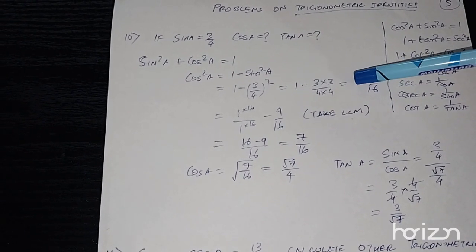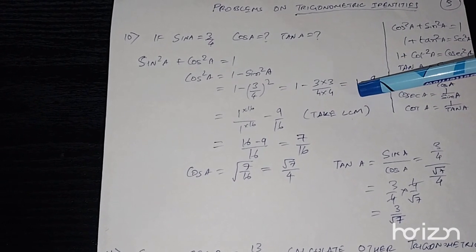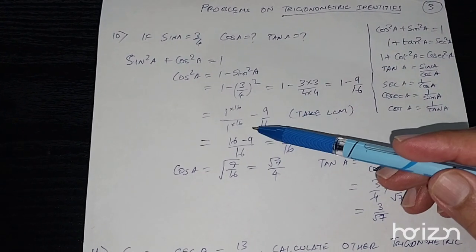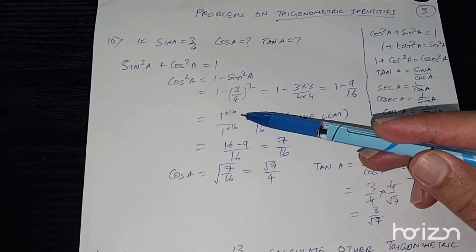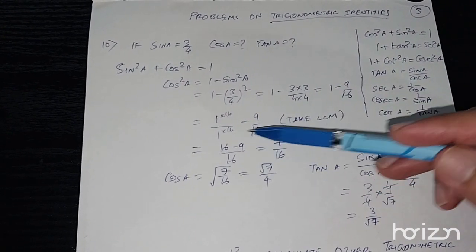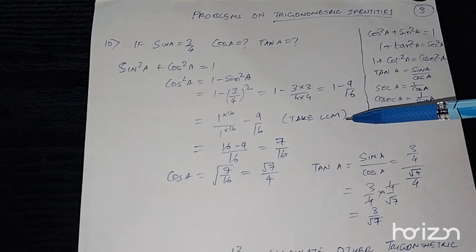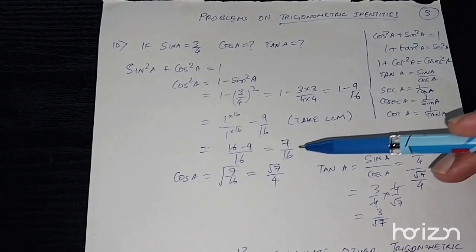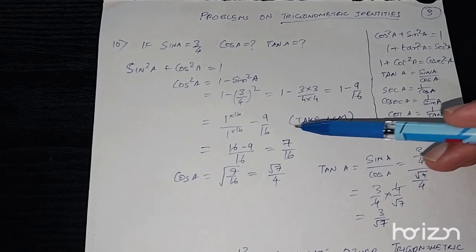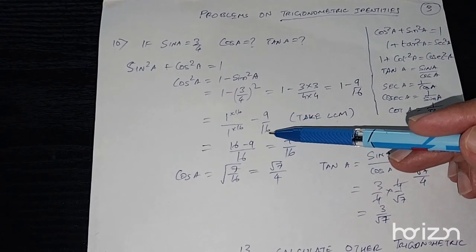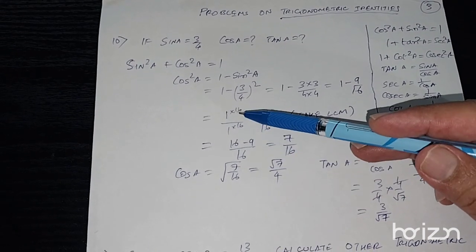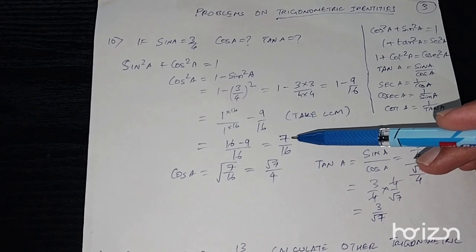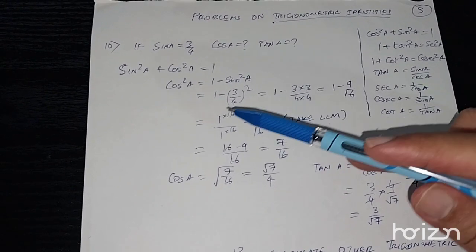Okay, now 1 is 1 upon 1, and the denominator is 1 here and it is 16 here, so you have to take the LCM. So if you multiply the denominator by 16 and the numerator by 16, the denominator becomes the same, that is taking an LCM, and you get 16 minus 9, that is equal to 7 by 16. Okay, so you must make both the denominators the same by taking an LCM, which is 16. So numerator becomes 16 and numerator here becomes 9. So 16 minus 9 is 7. 7 by 16 is cos squared a.